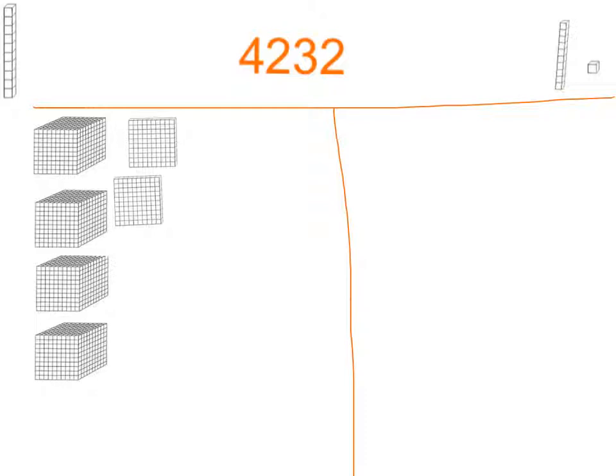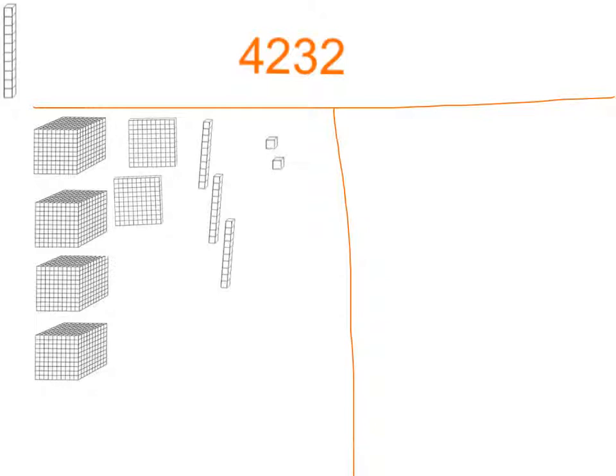And we're looking at our tens next. The number was 4,232. So I would need 3 tens to represent 30. And to finish it off, I would need 2 ones. 1, 2. Perfect.